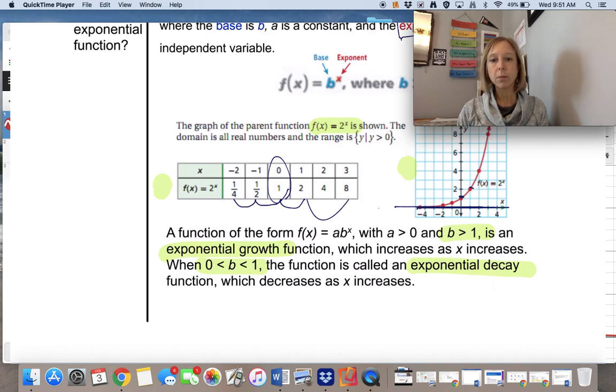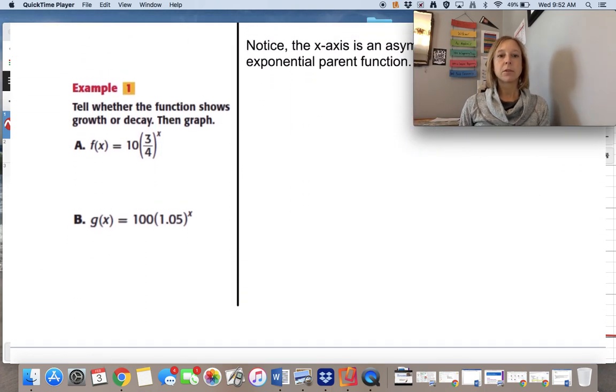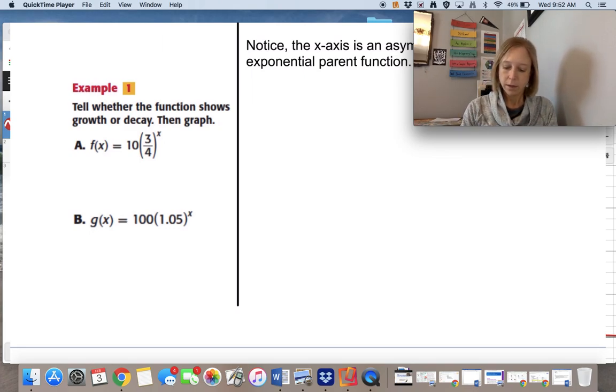So we're going to look at a couple functions, and we are going to determine first if we're seeing exponential growth or decay. So we'll look at the base of the exponent, and then we'll look at the graph. So here's our first one, 10 times 3/4 to the power of x. The base of the exponent is the 3/4. 10 is a multiplier. It's a stretch. 3/4 is the actual base. 3/4 is greater than 0, but it's also less than 1. So we would call this exponential decay.